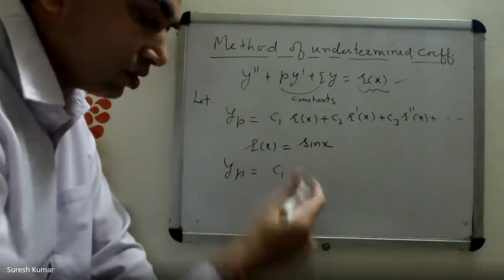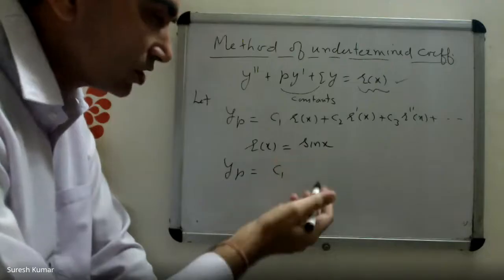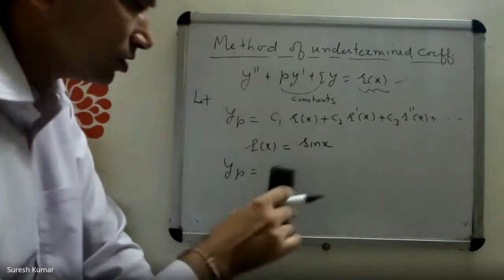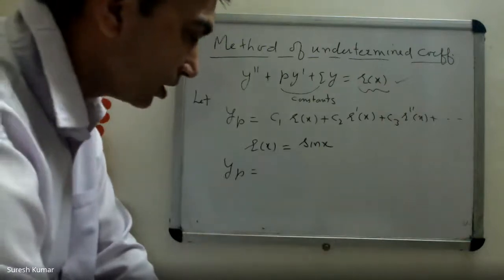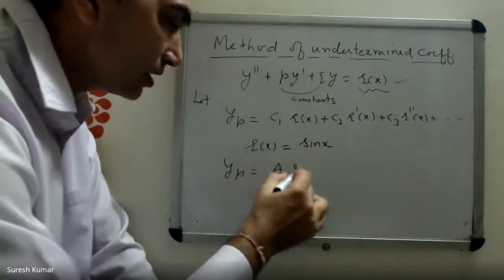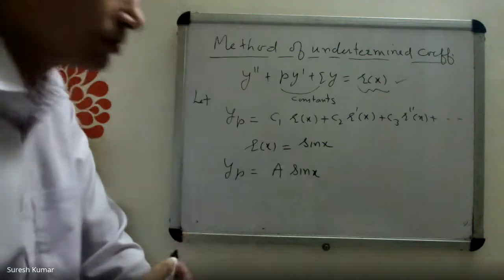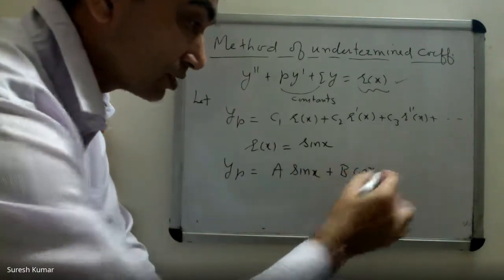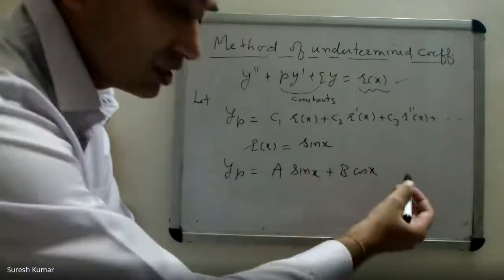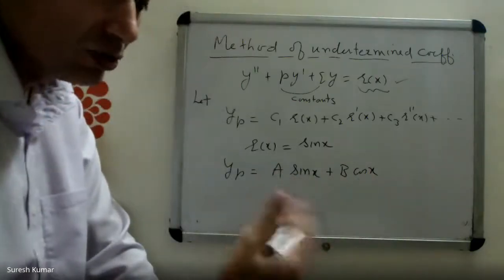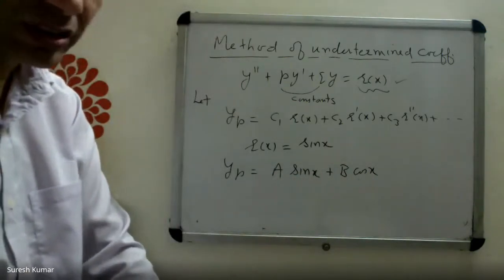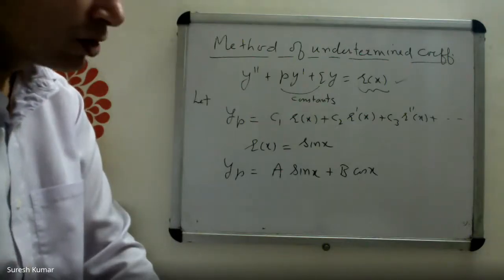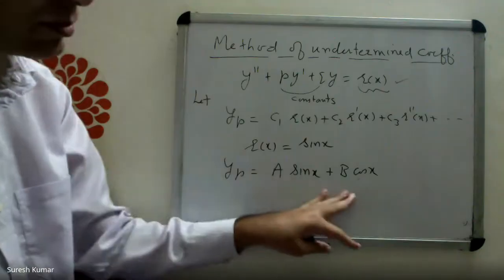C1, or you can choose A or whatever constant name, it's up to you. C1 we are reserving for the general solution, so let's call it A sin x plus B cos x. If you further consider the derivative, again it is sin x. So you will not get different functions, independent derivatives. Okay, this is one thing.